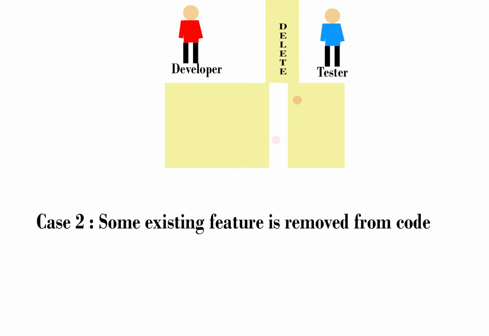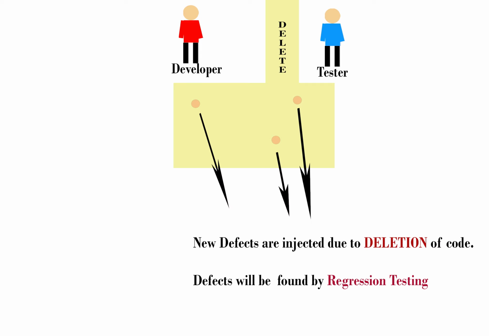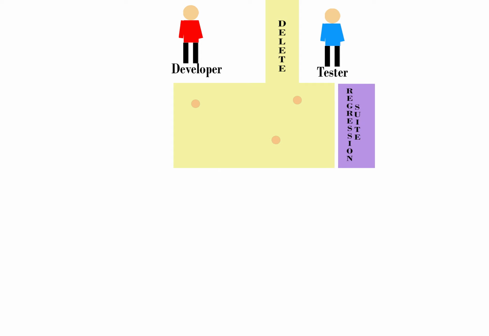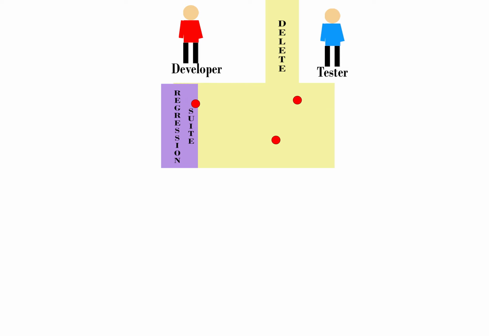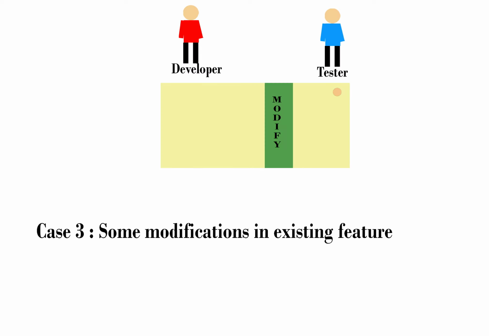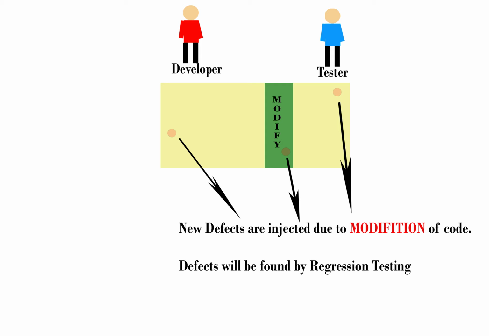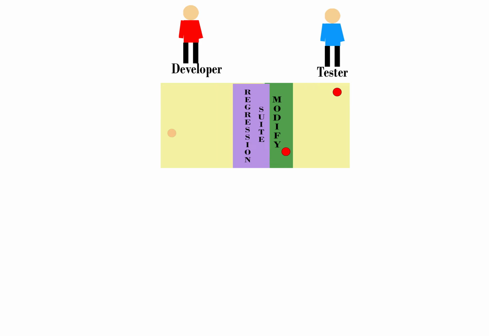Case 2. Some existing feature is removed from the code. When some feature is removed, the developer has to make some changes in the code, and it might impact some unknown areas. There can be defects represented in light red color which can be found if the regression test cases are executed. Similarly, case 3, if there are some modifications of some existing features. When some feature is modified, the developer has to make some changes in the code, and there can be some side effects. There can be defects which can be found if the regression test cases are executed.